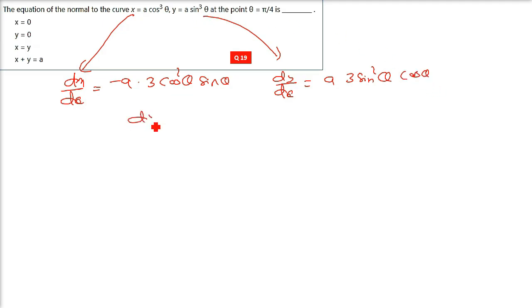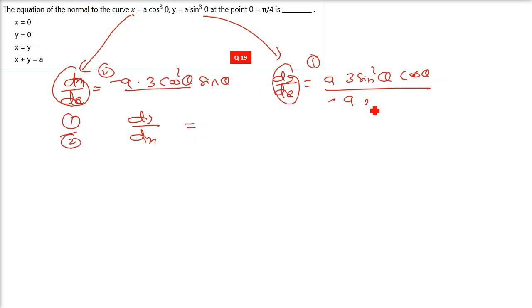Now dy by dx we are going to find out. So divide these two. I am doing it here only. Take the left hand stuff and put it below the right one. That is, I am taking this one and putting it in the denominator. Minus a 3 cos square theta sin theta. So 1 cos cancels, 1 sin cancels, 3 cancels, a cancels. Sin theta by cos theta is tan theta. Negative is already there, so it will be negative tan theta.